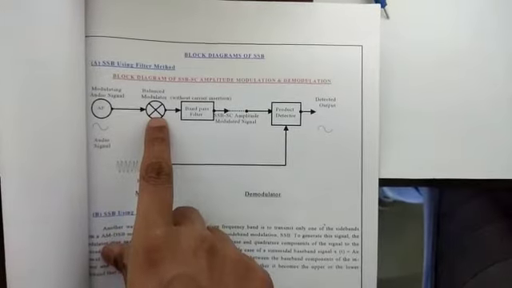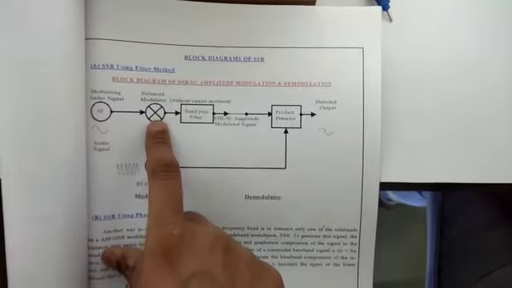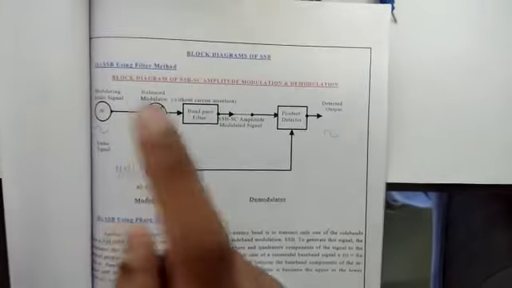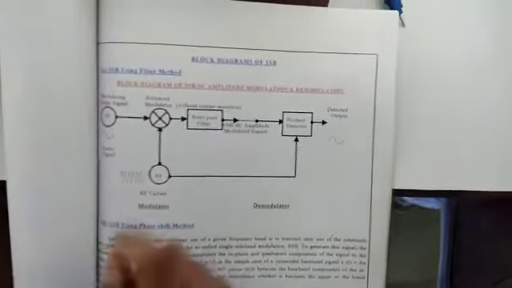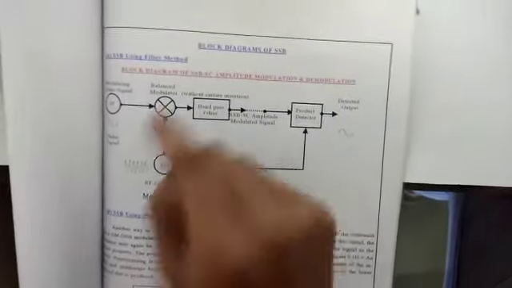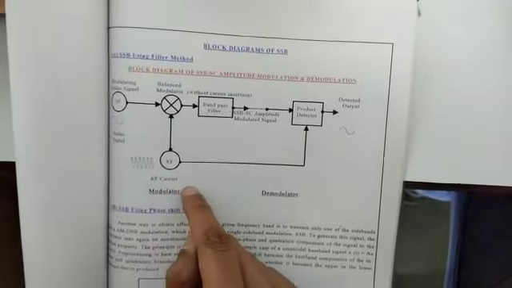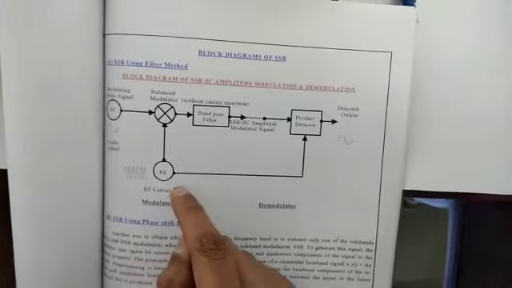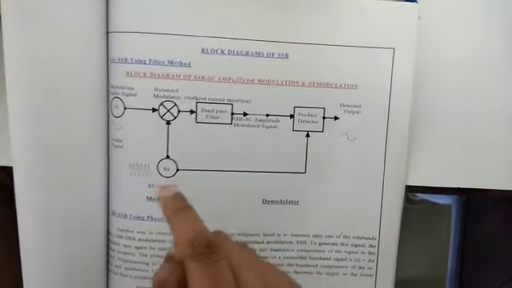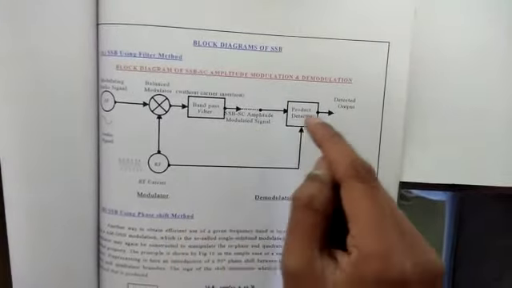The balance modulator will suppress the carrier and the two sidebands will be as they are. We are also giving the carrier to the modulator to modulate the carrier with respect to this audio signal. So at the output of the balance modulator we will get a double sideband suppressed carrier waveform, that is DSBSC.